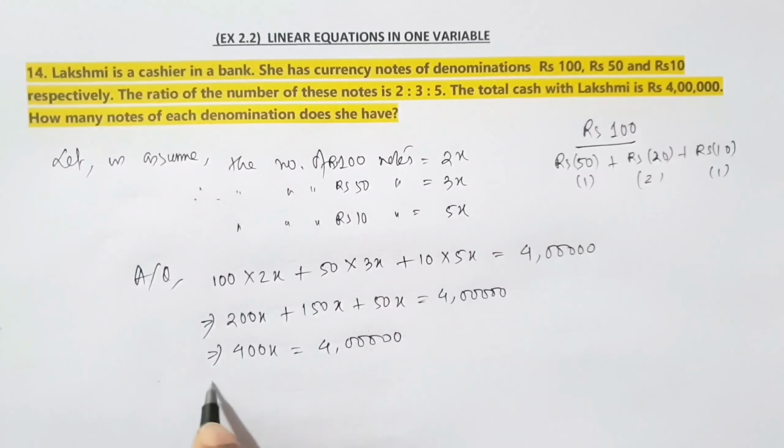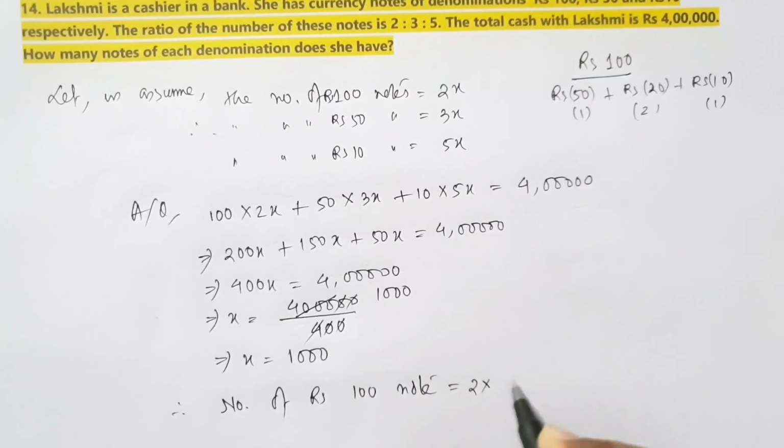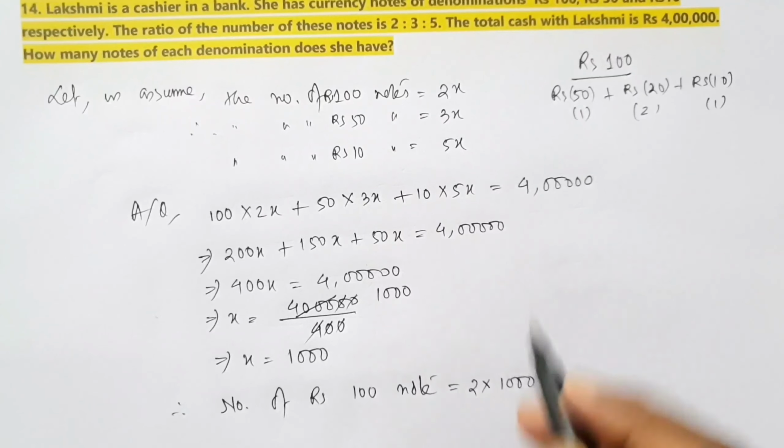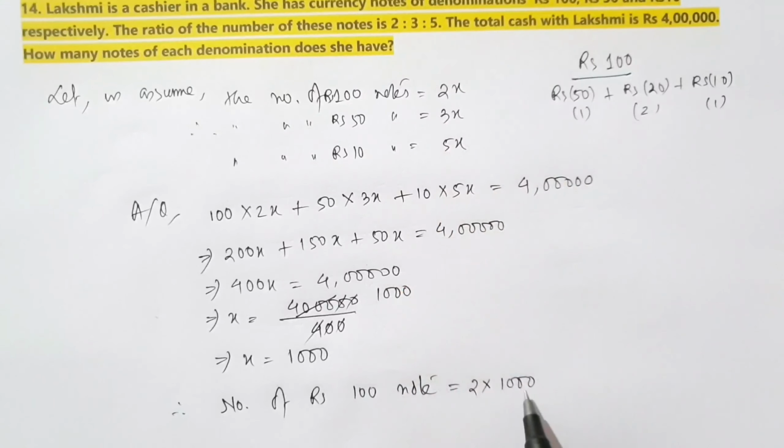Now, as you have assumed, the number of rupees 100 notes is 2x number. Therefore, number of rupees 100 notes is equal to 2x, it means that 2 into 1000. Why 2 into 1000? Because here the value of x is equal to 1000. It means that 2000 number of 100 rupees notes are there in total.